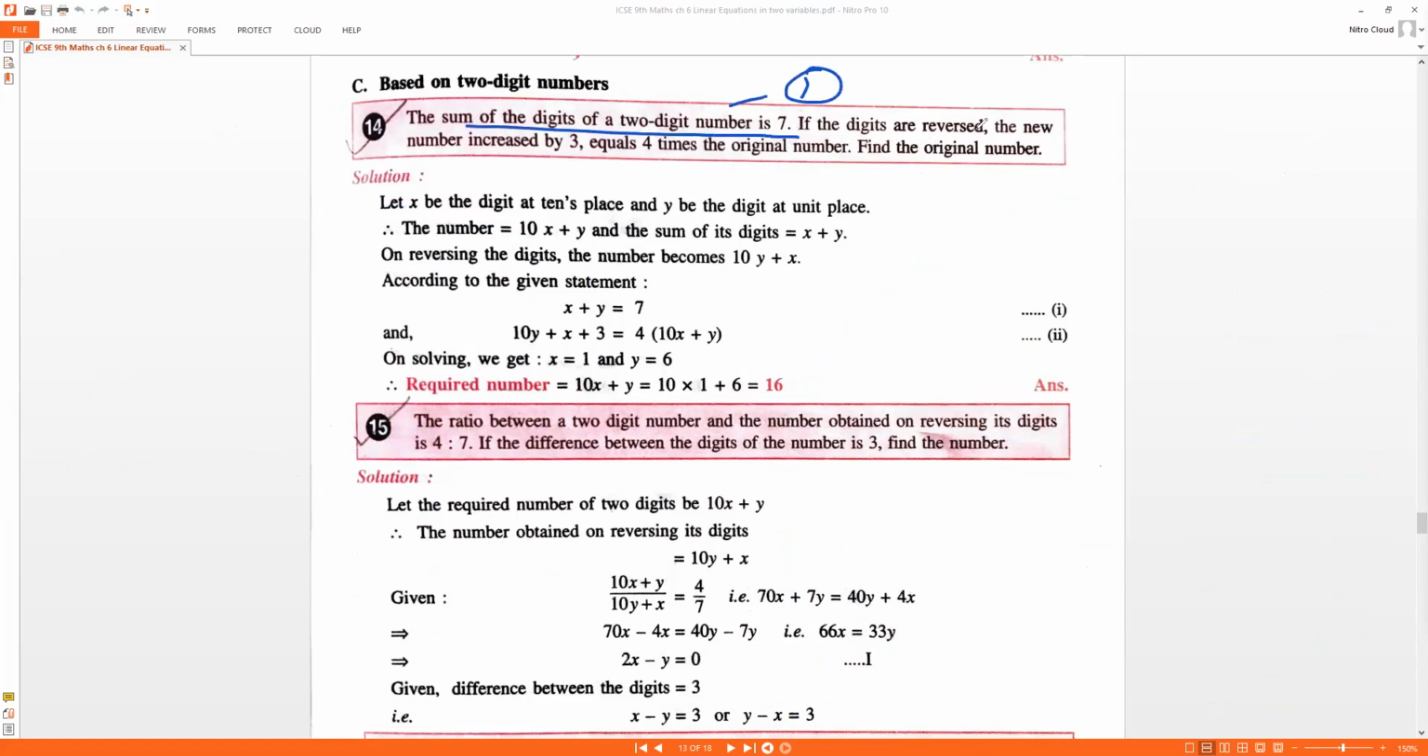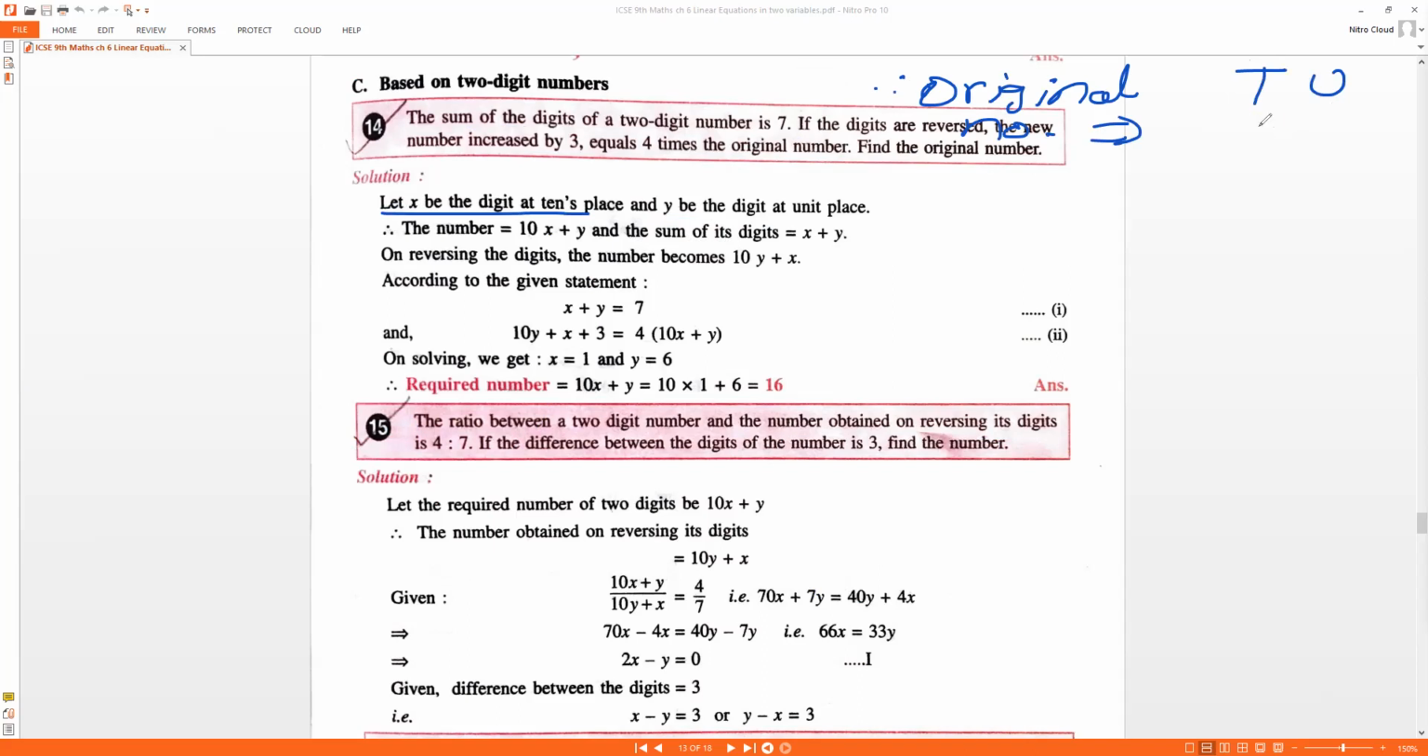If the digits are reversed, the new number increased by 3 equals 4 times the original number. Find the original number. So what we will say here, let x be the digit in the tens place. You can choose x to be in the tens place or even in the units place, not a problem. And y be the digit in the units place. So I'll write here, therefore, original number, what will be the original number?